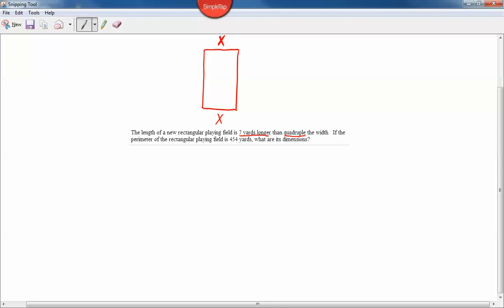So 7 yards longer than quadruple the width. Quadruple means 4. So that means the length has to be 4 times the width. And then it says 7 yards longer. So that's plus 7. So this side here, this is 4x plus 7. This side is 4x plus 7. Alright, if the perimeter of the rectangular playing field is 454 yards, what are its dimensions?